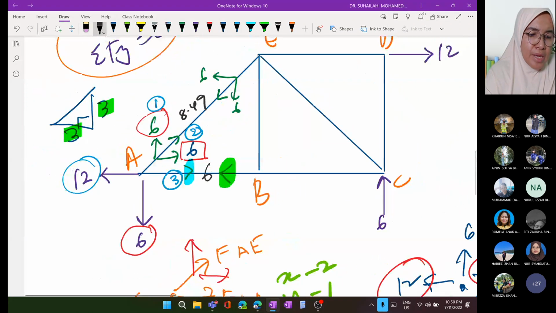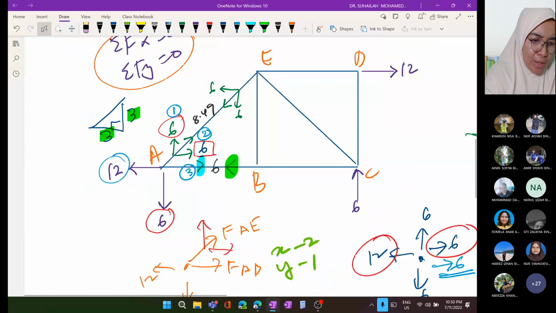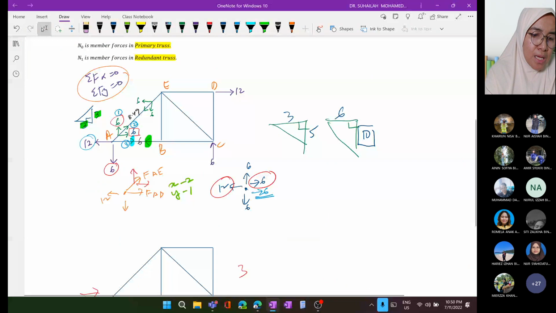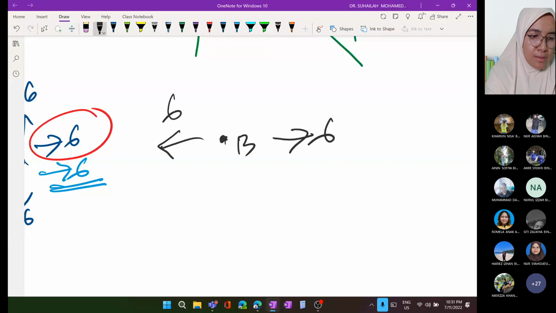So continue. So dekat B kena balance juga dekat B. So tengok B. Dekat B tu apa yang ada? Ada negatif 6. Dekat B, kalau tak boleh nampak buat macam ni. So ini B. Sekarang ada 6. Right direction. So kena balance dengan left. And tengok juga Y value. Ada tak vertical force dekat B? Kalau ada 1 lawan dia 1. Kalau 2 lawan dia 2. Kalau sini 3 lawan dia 3.